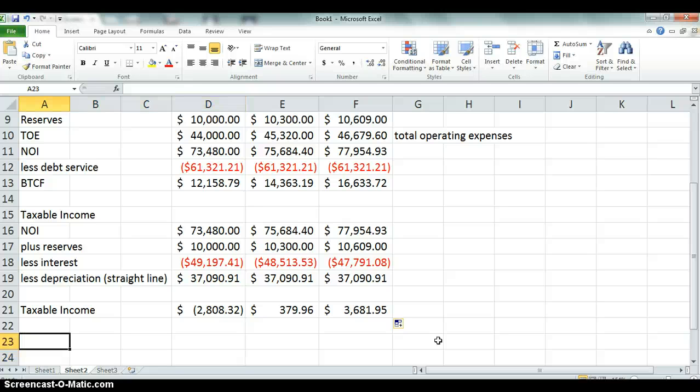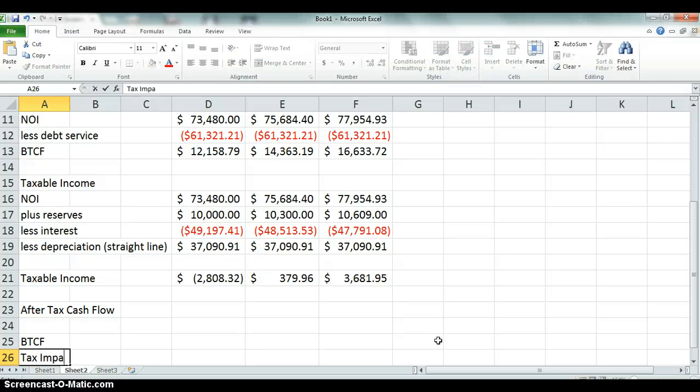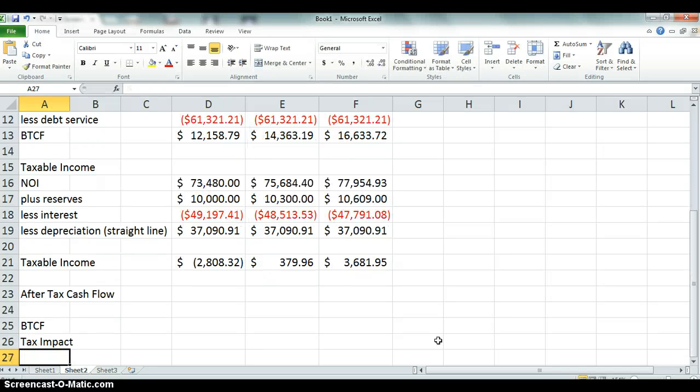Finally, we will calculate the after-tax cash flow. We will need our before tax cash flow, tax impact, and finally our after-tax cash flow. We already have our before tax cash flow, so we will only copy and drag it down.